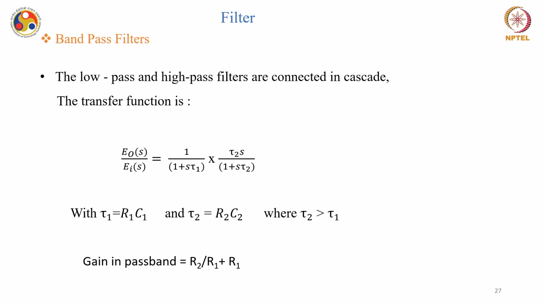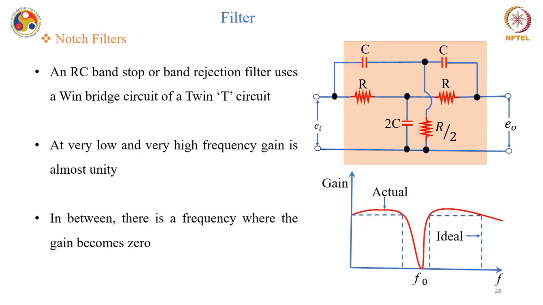As we have seen, the transfer function can be given simply by the multiplication of the two transfer functions of low pass and high pass: 1 by 1 plus s tau 1, multiplied by tau 2 into s by 1 plus s tau 2. We have seen that tau 1 is equal to R1 C1, while tau 2 is equal to R2 C2, and tau 2 is of course greater than tau 1. The gain in the pass band can be given as R2 by R1 plus R2.